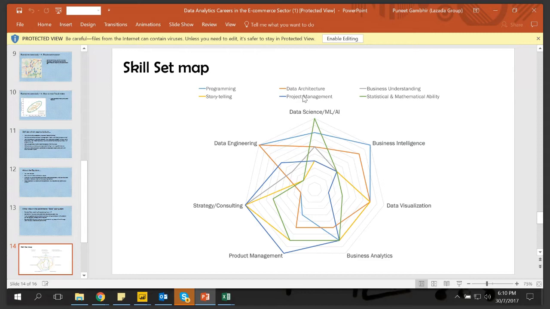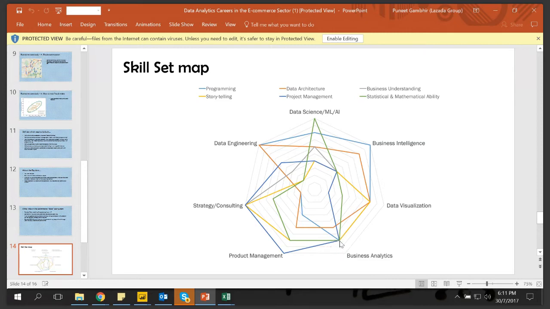data architecture is the only one which is on a lower side, because of the point which I made on the last slide, that big data, yeah, good to understand, but you really don't need to go deep into how it is created. Apart from that, business understanding, storytelling, project management, statistics, mathematics, all of that is important for analytics to do well. And that's why you see all of them at equal importance.